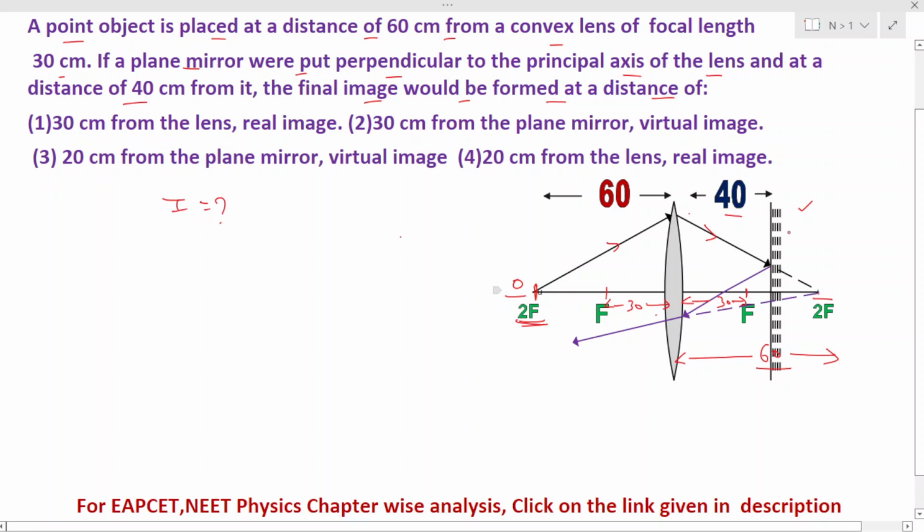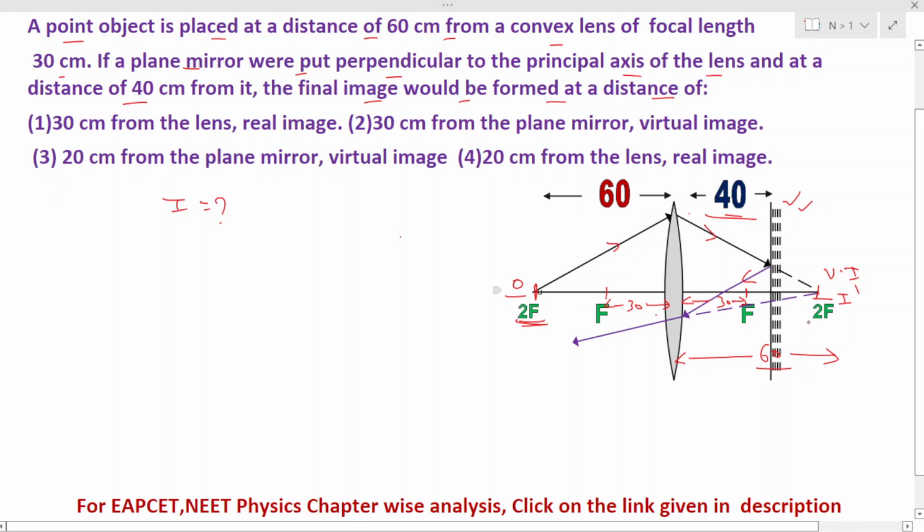Now since we placed the mirror at a distance of 40 centimeters from the convex lens, what happens? This diverged ray will hit the mirror and get reflected back. Okay. Now, so what happens? The image formed by the convex lens should in reality be a real image, but because of this mirror, what will you get? You'll get a virtual image I dash.